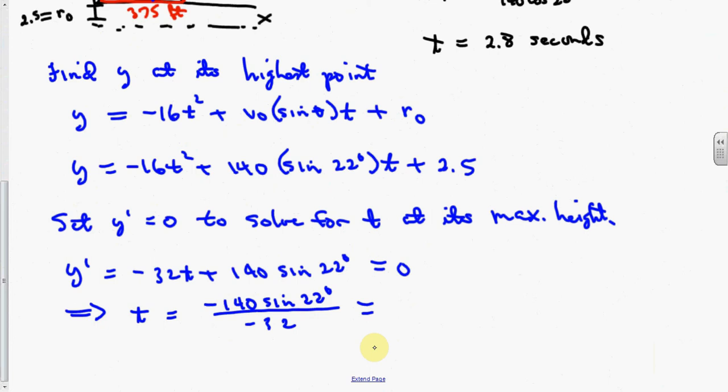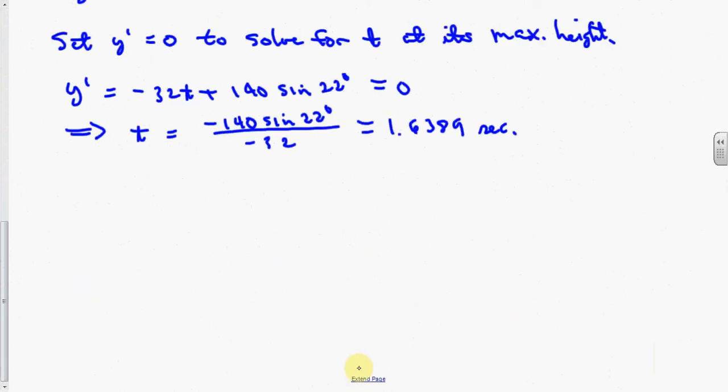Brother Donnie, I'm assuming that this is set for degrees. Let's see. I think it is. I think it's set for degrees and not radians. I get 1.6389. Is that what you get too? Good deal. 1.6389 seconds. I'm going to take that value and plug it in for y.